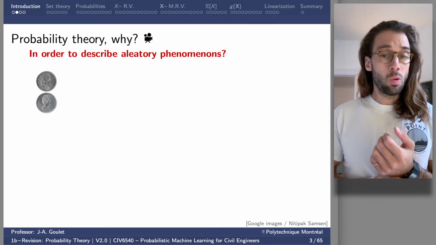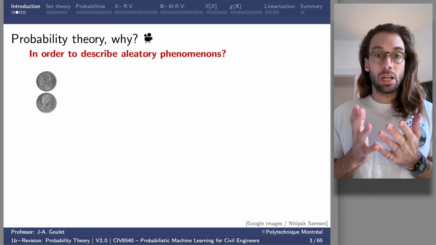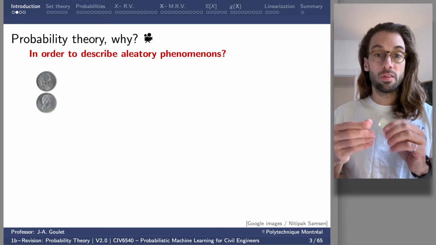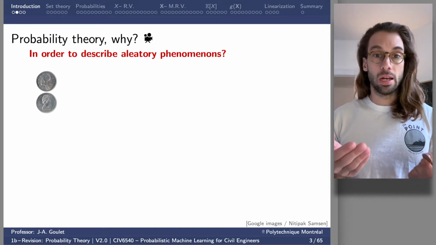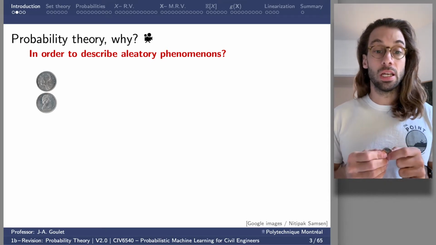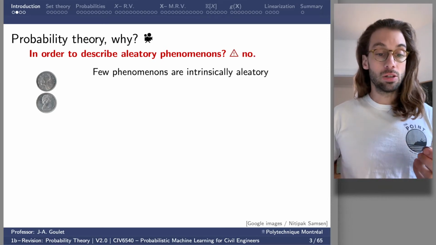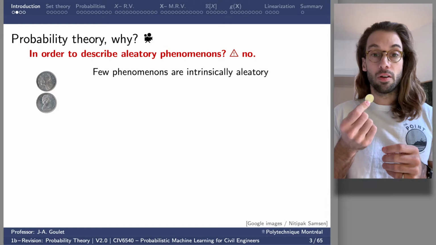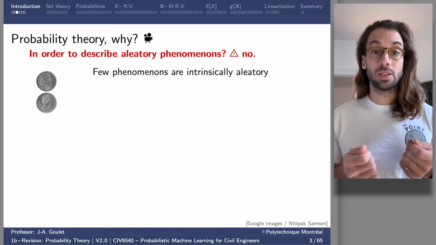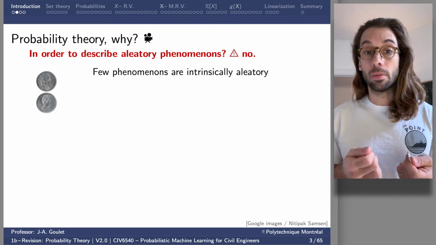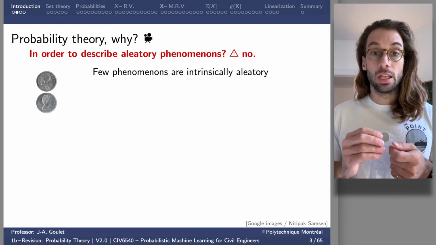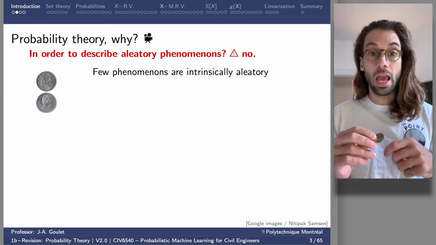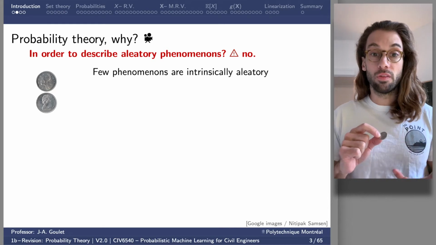So why would we use probability theory? The question I usually ask people is, do we want to use probability theory to describe random phenomena? For instance, if I flip this coin, will I obtain head or tail? Is it something that is intrinsically random? The answer to this is no. There are few phenomena that are intrinsically random. The coin flip might appear random simply because I cannot predict the outcome. But it's not because you cannot predict the outcome that something is intrinsically random. The outcome appears random to you because you don't know the initial position, velocity, and angular velocity of the coin when it leaves your finger.